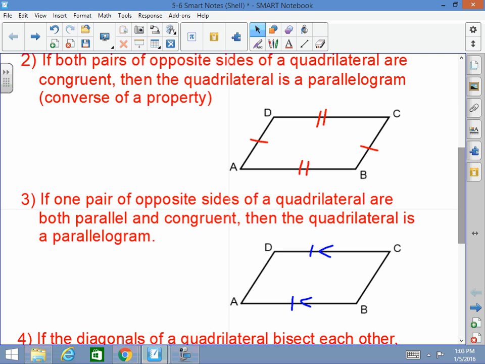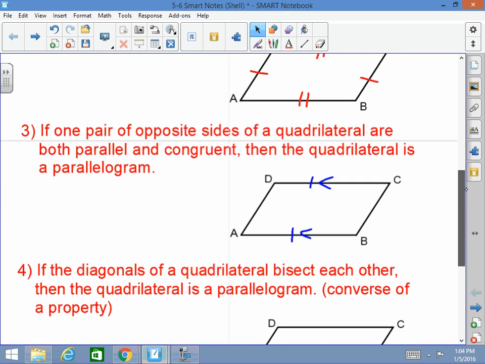Now, if I were to add this to it, now we can say rectangle or square. Depends on what else I give you. But straight up, if opposite sides are parallel, that was number one, parallelogram. Opposite sides are congruent, parallelogram. One pair of opposite sides are parallel and congruent, parallelogram. You with me here, guys?